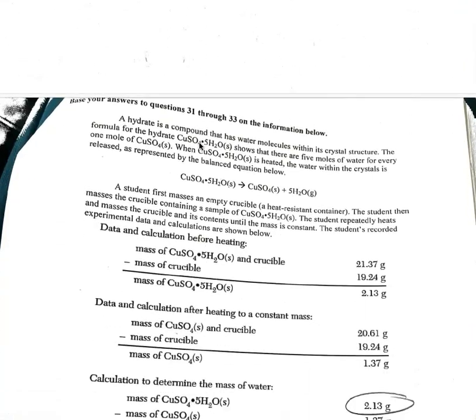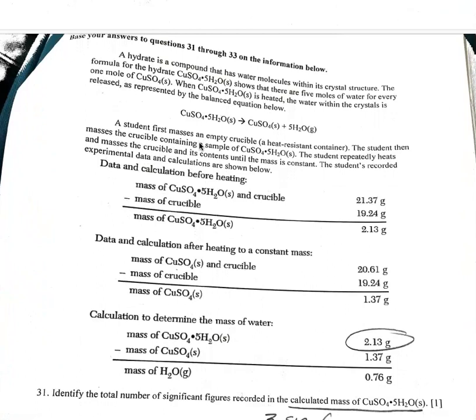All right, and moving on to the last question. A hydrate is a compound that has water molecules within its crystal structure. The formula for the hydrate, copper sulfate pentahydrate, shows that there are 5 moles of water for every 1 mole of copper sulfate. When copper sulfate pentahydrate is heated, the water within the crystals is released, as represented by the balanced equation. So we call the left side here a hydrated crystal. The copper sulfate is an anhydrous compound because the water was driven off, as you see here in the form of gas.